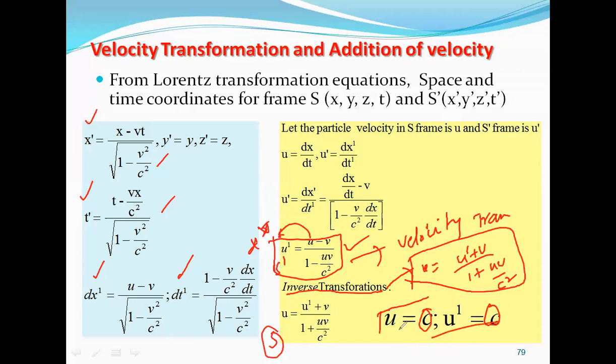This is a special case, when both are the same, let us say u is equal to c. What happened when you substitute here? c plus c to c by everything will cancel. So this is the special case when both frames move with the speed of light. But you have to remember these two equations.